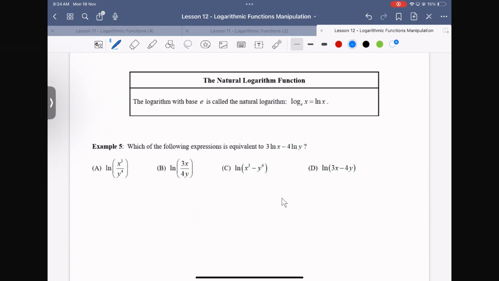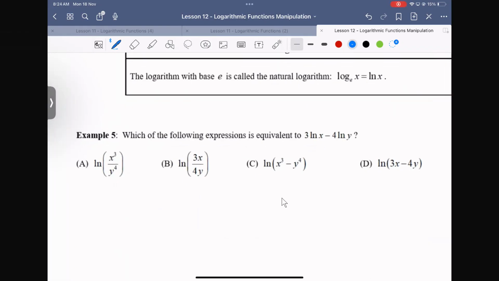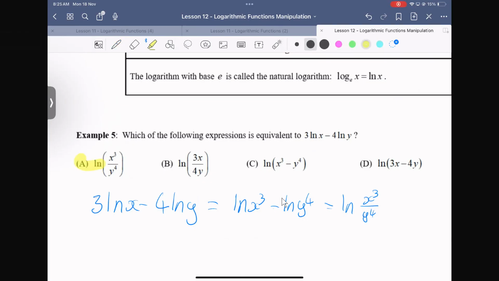All right, let's have a look. What's our answer going to be here? Let me do it methodically. We've got 3 ln x minus 4 ln y, which is ln x cubed minus ln y to the fourth, which is ln of x cubed over y to the fourth. So that would be A.